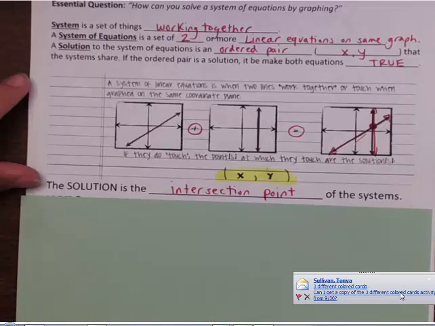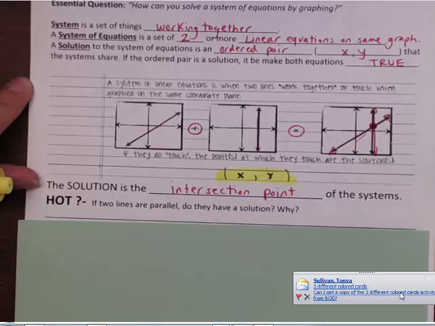So here's a question for you higher level thinkers. If two lines are parallel, does it have a solution? Think about that for a second and see if you can answer that. If two lines are parallel, are linear lines, if they're parallel, do they have a solution?